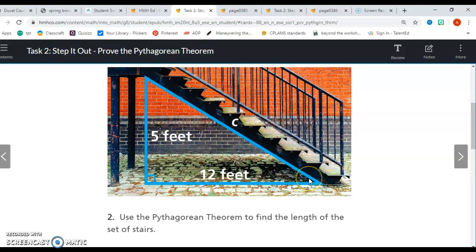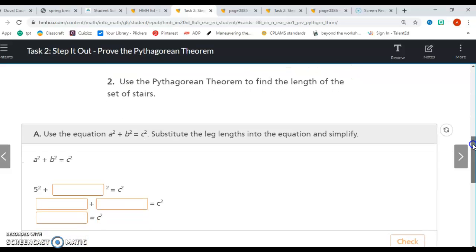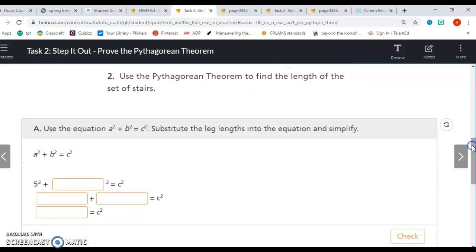I know the hypotenuse is my longest side, and I can identify it because it is across from this 90-degree right angle. We know it's a right triangle because it's got that little box down there, and that box identifies a 90 degree angle, but now we're going to prove it by using the Pythagorean theorem. Using the equation a squared plus b squared equals c squared, I know a is my height of 5. I know b is my base of 12. So we've got 5 squared plus 12 squared equals c squared.